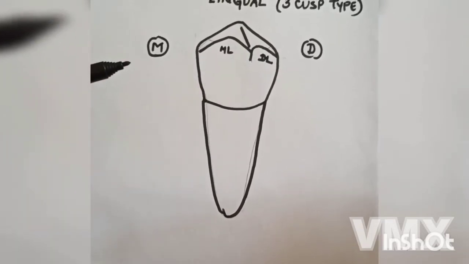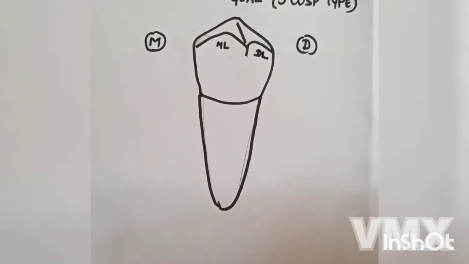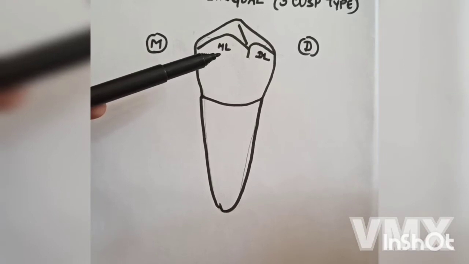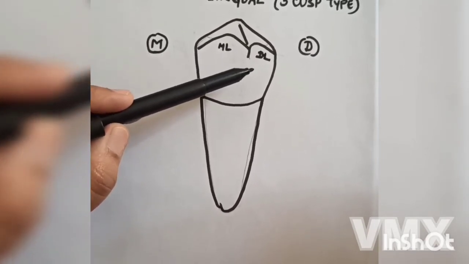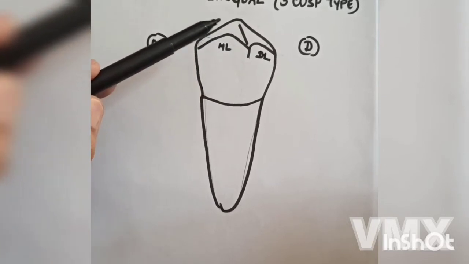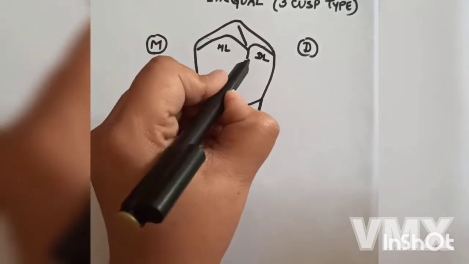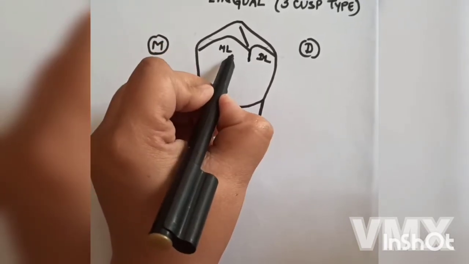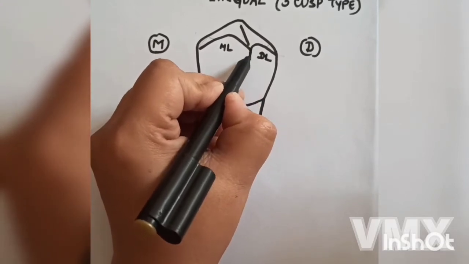The distolingual cusp is a very small cusp and it can show a lot of variation in size as well. So the buccal cusp is the largest, followed by the mesiolingual cusp, followed by the distolingual cusp, which is the smallest, both in terms of size as well as height. Now what we see here is the lingual groove. The lingual groove separates the mesiolingual and the distolingual cusp, and it is very short.